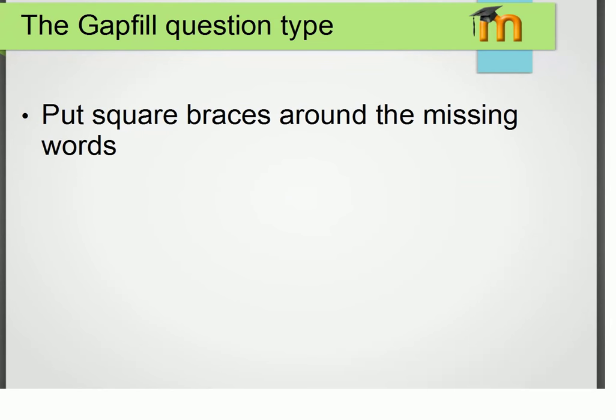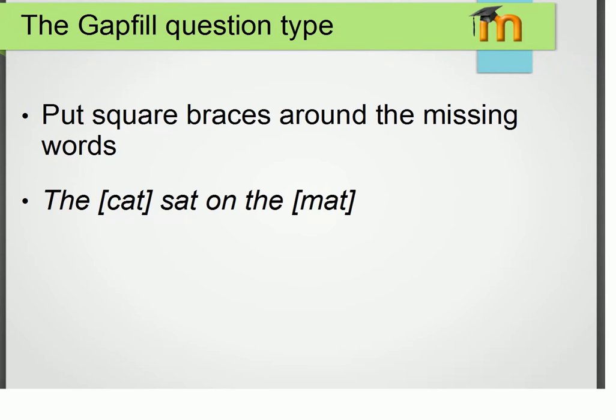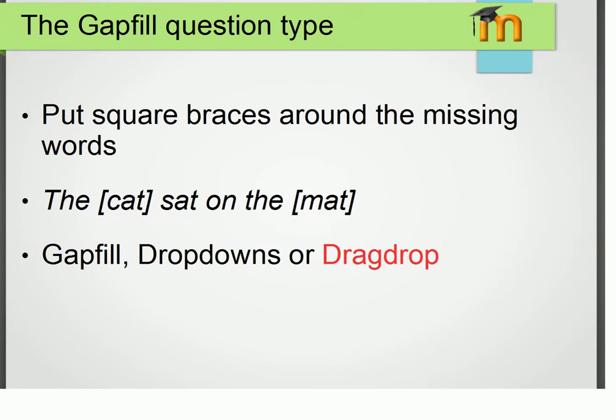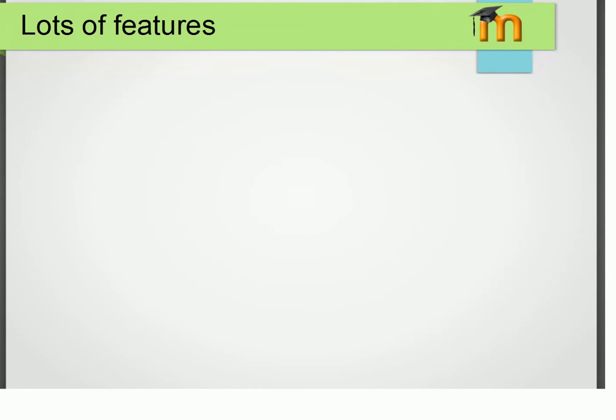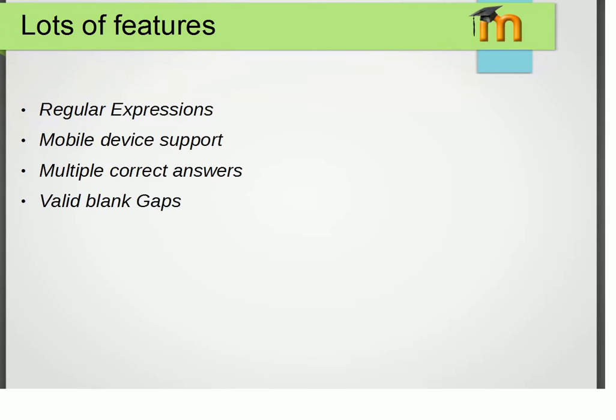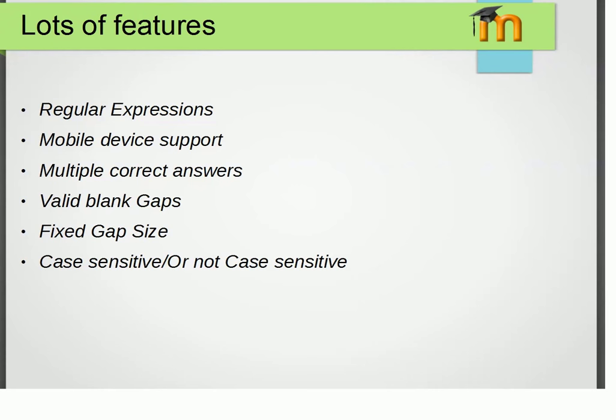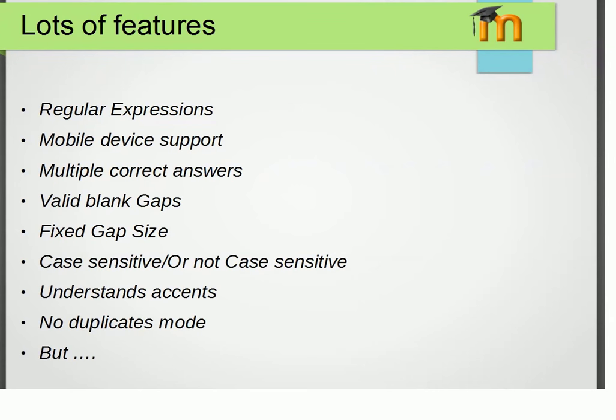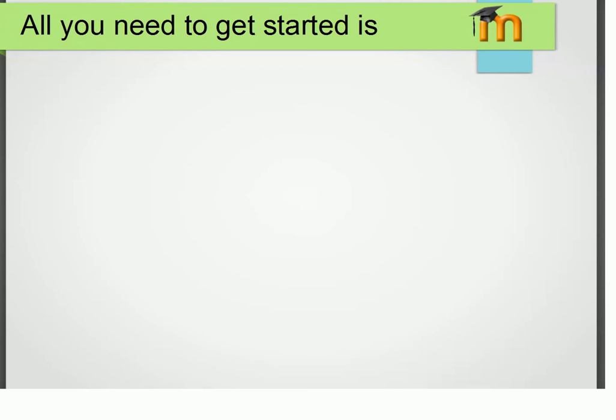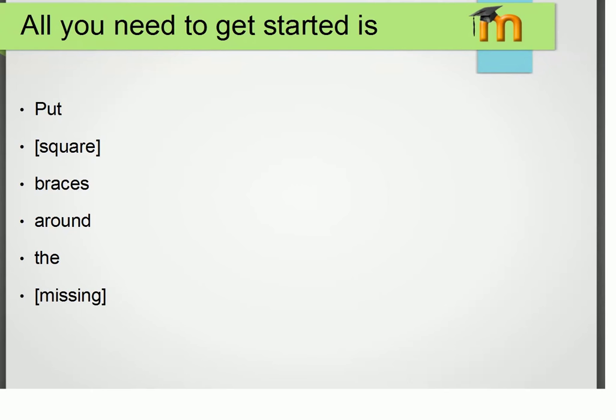So put square braces around the missing words means if you have a sentence, the cat sat on the mat, and you put square braces around cat and mat, they will appear as gaps for the students to put the answer in. You can also have it displayed as drop-downs or drag and drops with the clues to be dragged into the gaps. It's got lots of features: regular expressions, mobile device support, multiple correct answers, valid blank gaps, fixed gap size, case sensitive or not case sensitive, understanding accents, no duplicates mode. But all you need to get started is put square braces around the missing words.